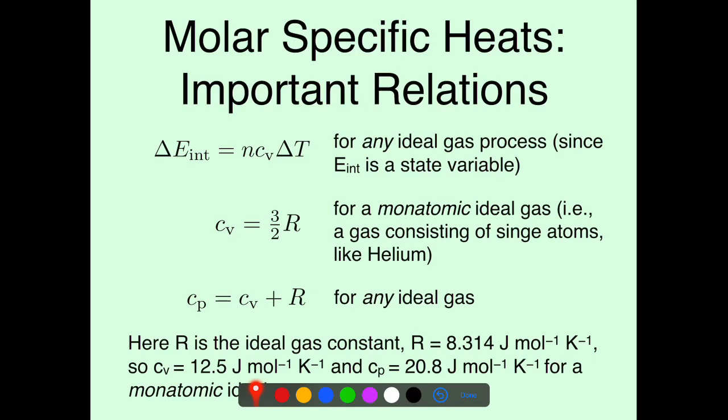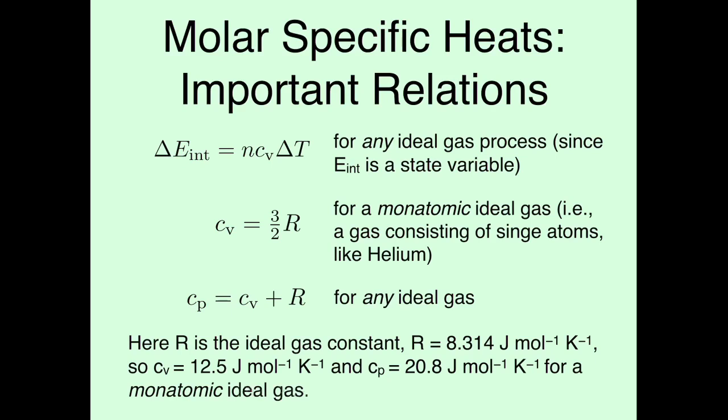Okay, the next relationship is CP is equal to CV plus R. And this is true for any kind of ideal gas, so it doesn't have to be monatomic. So R is the ideal gas constant. It appears in the ideal gas law. And the value is 8.314 joules per Kelvin mole. If we actually work out CV by plugging that in, and again, this will only apply to a monatomic gas, we'll get 12.5 joules per Kelvin mole. And then if we plug that in to find CP, we'll find it comes out to 20.8 joules per Kelvin mole.